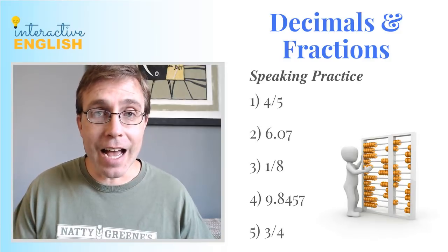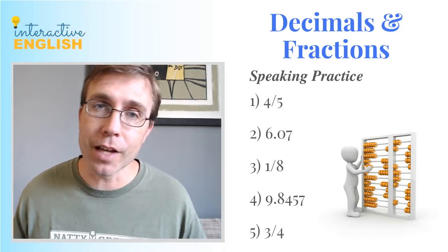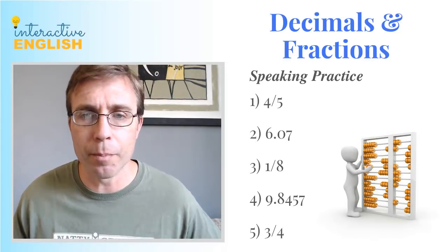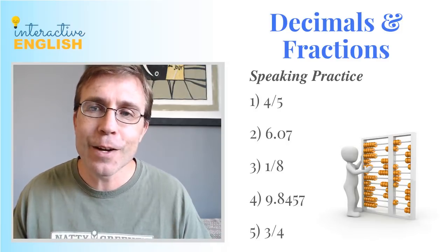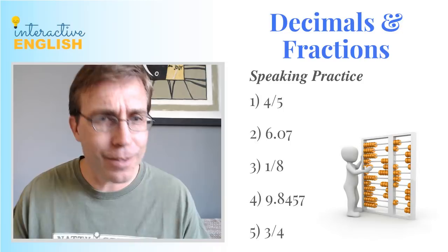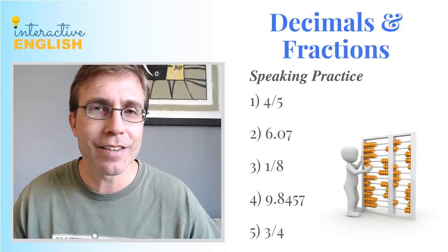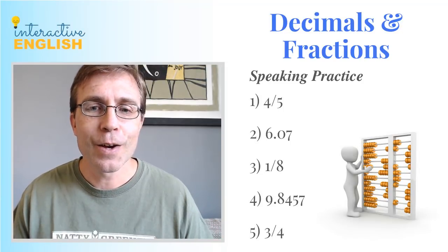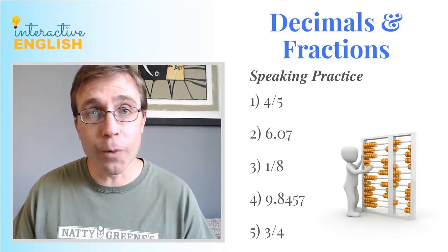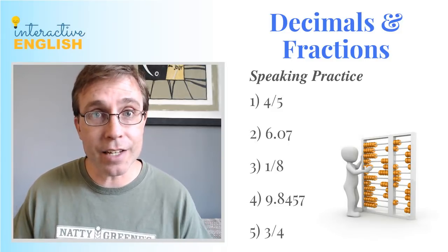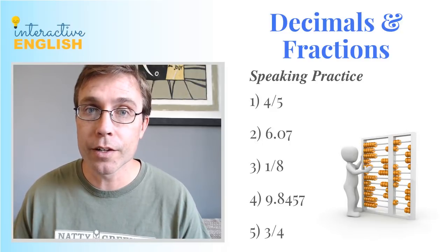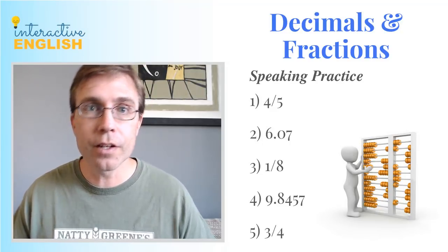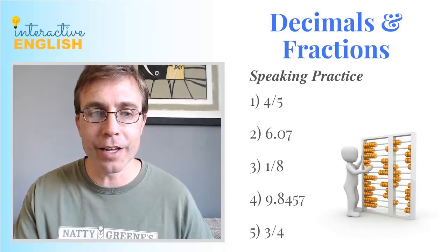Number 4, how would you say number 4? Okay, nine point eight four five seven. We're just listing those cardinal numbers. And the last one, number 5. How would you say 5? There's different ways you could say it. You could say three fourths, all right, because again, it needs to be plural, three fourths, or you could say three quarters. Again, three fourths, three quarters, all right?